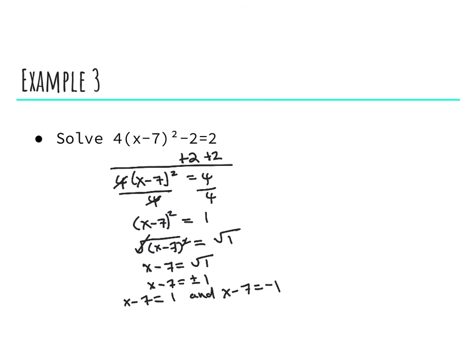Then solving for x on this side, I add 7 to both sides, and I'm left with x equals 8. And over here, I also add 7 to both sides, and I'm left with x equals negative 1 plus 7, which is positive 6. So my solutions are x equals 8 and x equals 6.